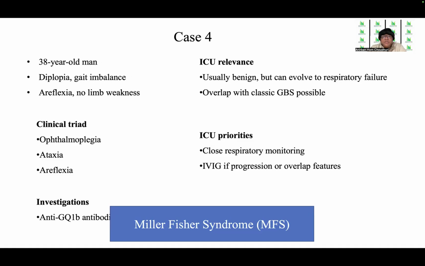It is possible. And the priorities in the ICU would be to monitor respiration closely, and give IVIG if progression occurs or if overlap features develop.